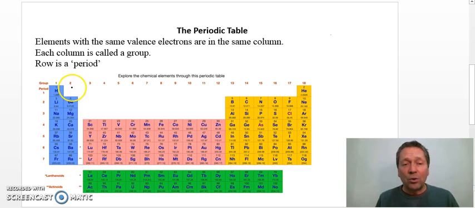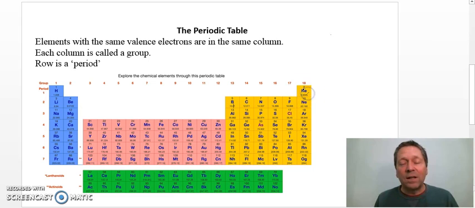The second group also has similarities. They all have 2 electrons in the outer shell. Over here in group 13, all these elements have 3 electrons in the outer shell. These have got 4 electrons in the outer shell. Group 15 has 5, Group 16 has 6, Group 17 has 7, and Group 18 has got 8 electrons in the outer shell, except for helium, which has only got 2.